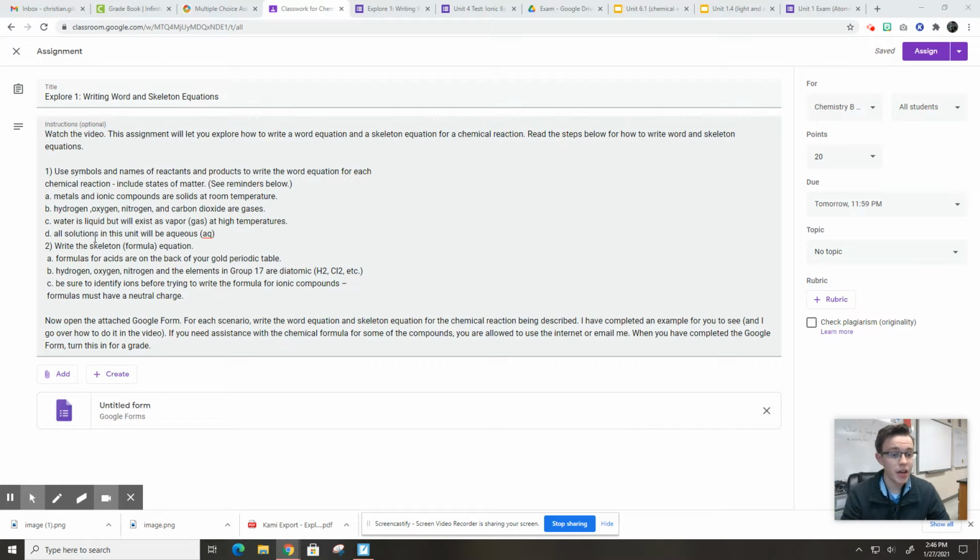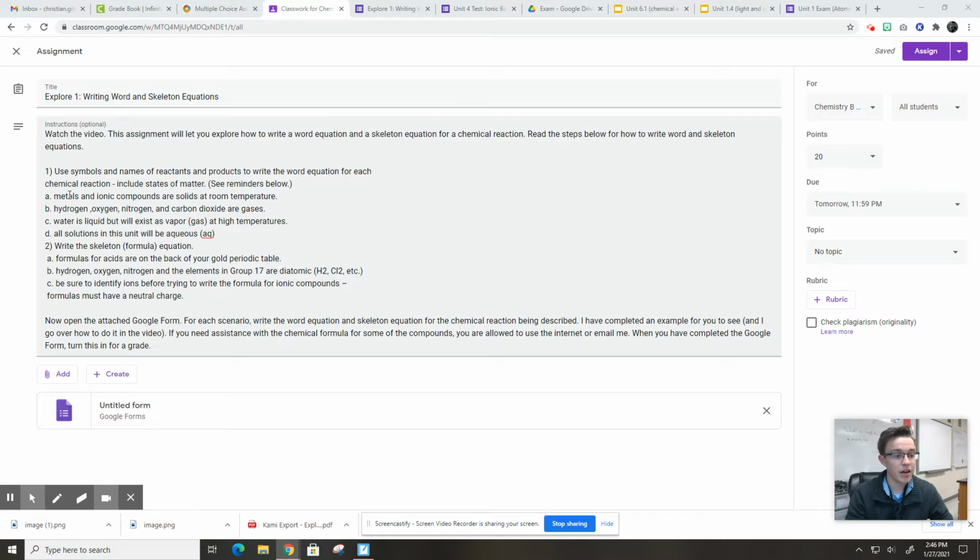So let's go through and read some of the tips for how to write a word equation and a skeleton equation. It says, number one, use symbols and names of reactants and products to write a word equation for each chemical reaction. That's part of the directions for today. With a word equation, you're simply going to write the reactants and the products, but you're not going to use chemical symbols. You're just going to use the words. You're just going to use their names.